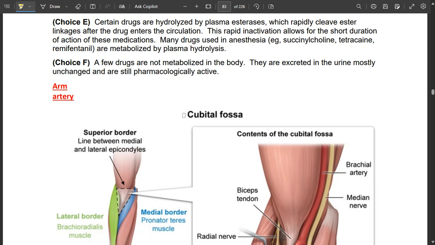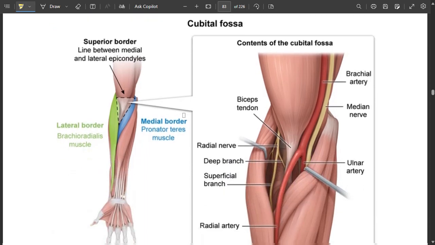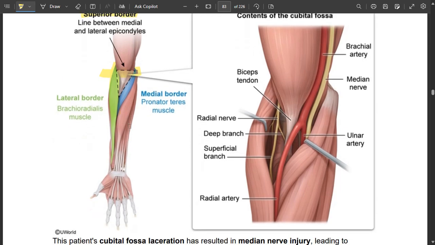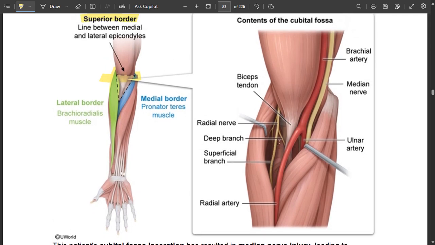Now let's talk about the cubital fossa. Its superior border is a line between the medial and lateral epicondyles, the lateral border is the brachioradialis muscle, and the medial border is the pronator teres muscle. So pronator teres, brachioradialis, and the line between the medial and lateral epicondyles form a fossa, which is called the cubital fossa, containing several arteries and nerves.